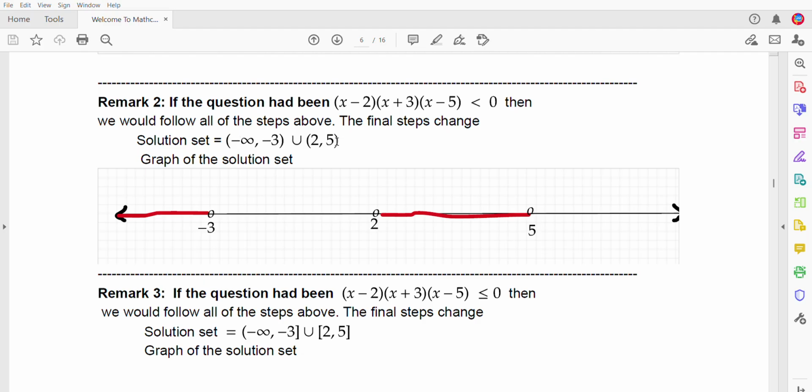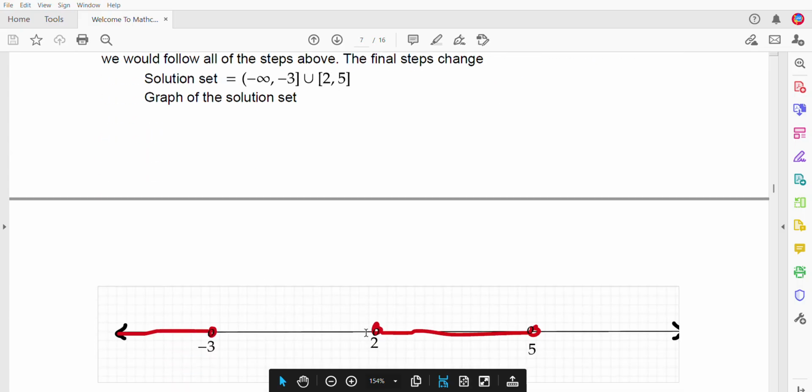All right. Last question. Suppose it had been less than or equal to 0. In this case, endpoints would be included. So negative infinity to negative 3, included, closed, union, closed 2 to closed 5. What's the graph of the solution? Include the endpoints. So fill in the endpoints. I hope the procedure is clear. Cut points, intervals, test numbers, table, answer, graph.